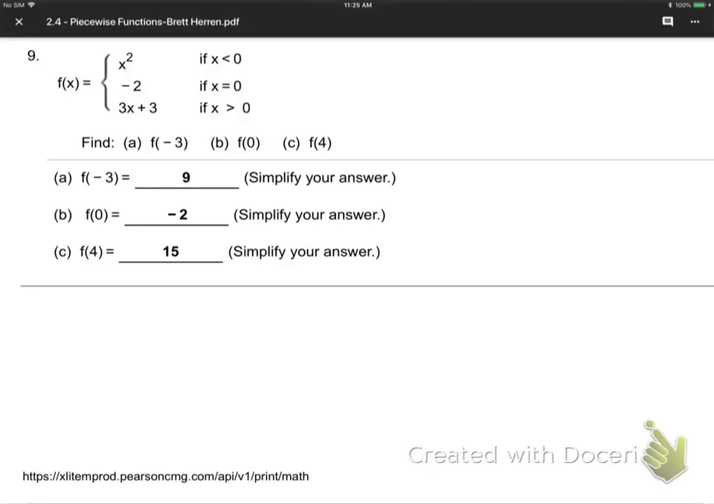Okay, so number 9 is a piecewise function. So here we are. This is a function in pieces. It's like Frankenstein. I just thought of it. I like my analogy. Remember Frankenstein? Scary monster. Well, he was misunderstood.